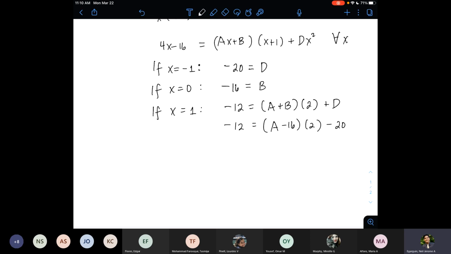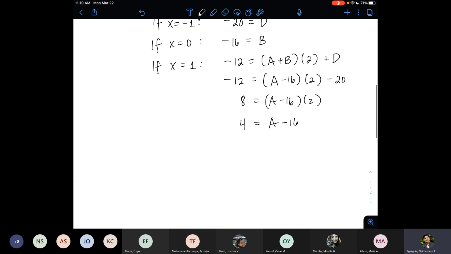And then I'll solve for a. So this is a simple algebraic equation. Add 20 to both sides, so I'll get 8 equals a minus 16 times 2. Divide both sides by 2, we'll get 4 equals a minus 16. So that means a is equal to 20. Okay.